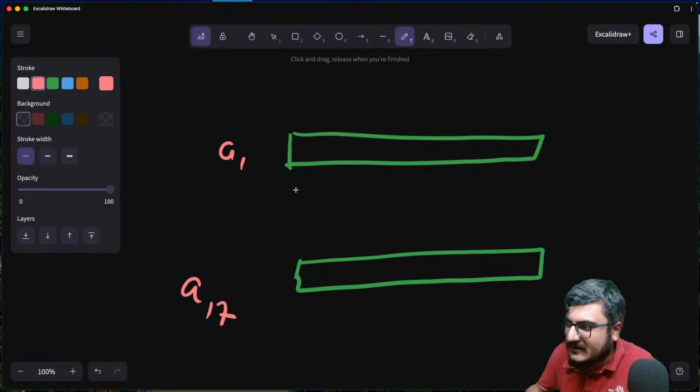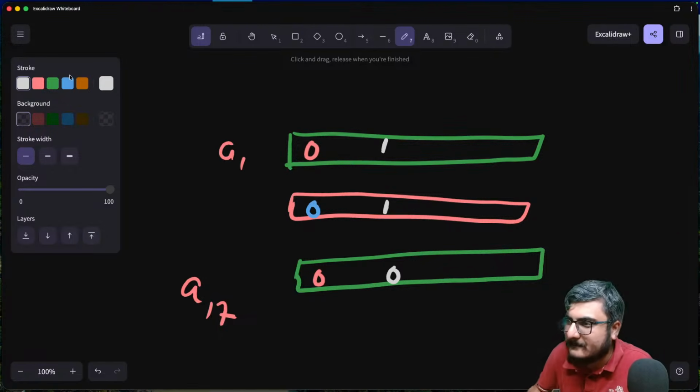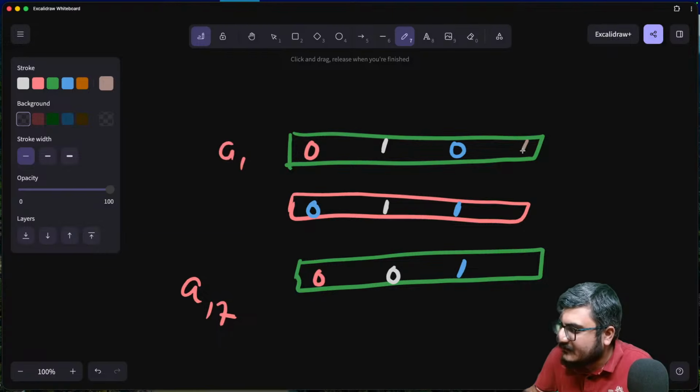Now, how does the middle element look like? If both the sides have 0, then the middle element becomes 0. If this side has 1, this side has 0, then this element becomes 1. If this side has 0, this side has 1, then this element becomes 1. If here we have 1, here we have 1, then this becomes 1.